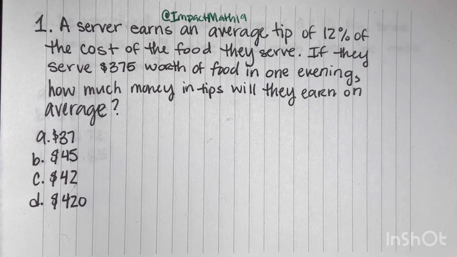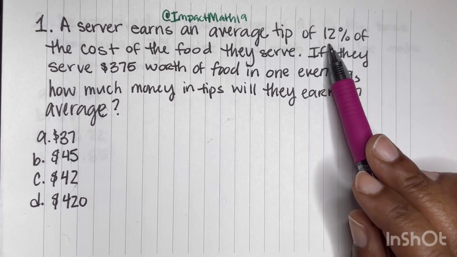Alrighty, we have an ASVAB word problem. It says a server earns an average tip of 12% of the cost of the food they serve. If they serve $375 worth of food in one evening, how much in tips will they earn on average?